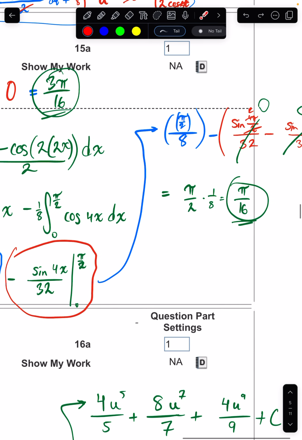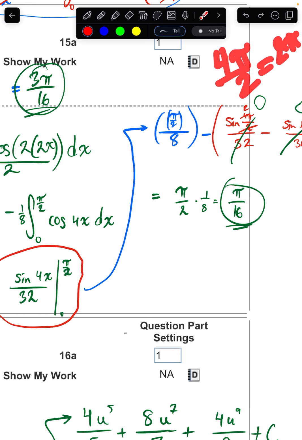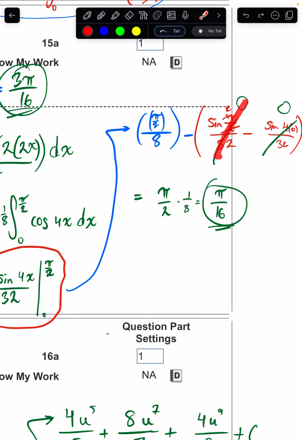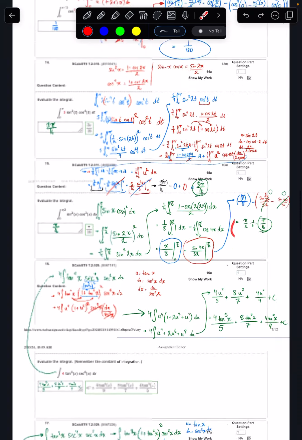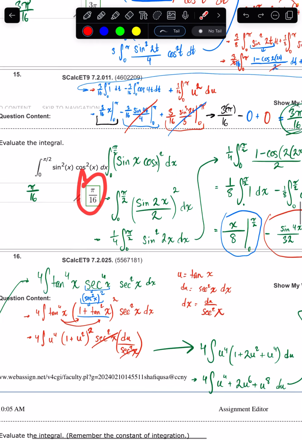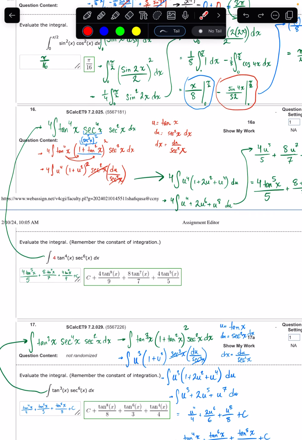Oh right, but it's 4, so it's 4x, right? So 4 times pi over 2, that's the same thing as 4 pi over 2, which is just the same thing as 2 pi. And the sine of 2 pi is just 0. That's why I crossed this out. Minus, sine of 0 is just 0 again. So your final answer is just this, and that just simplifies to pi over 16. Yep, pi over 16. It shouldn't be too challenging.